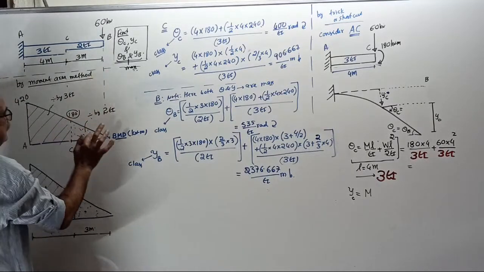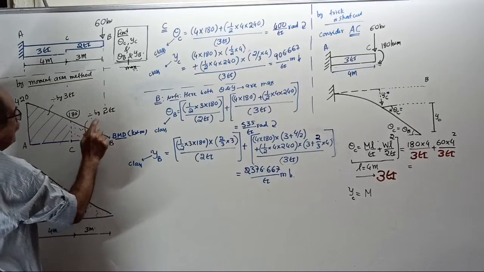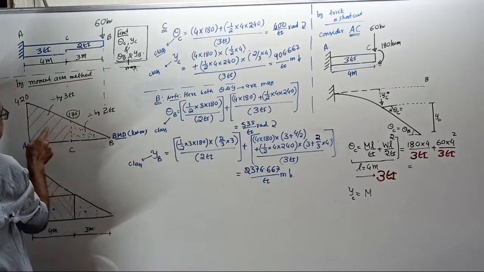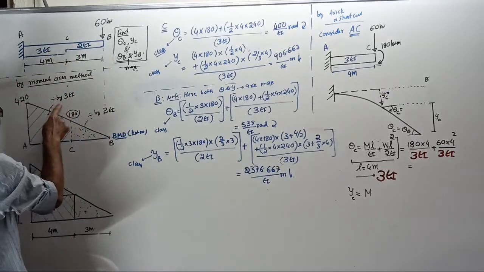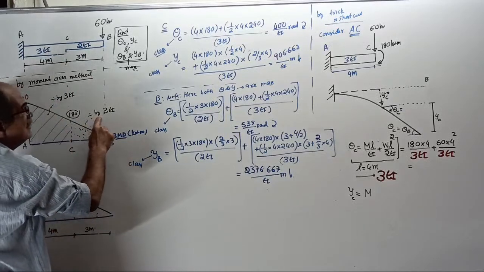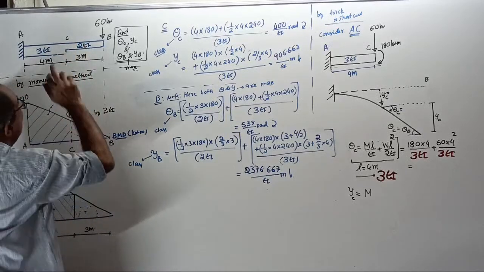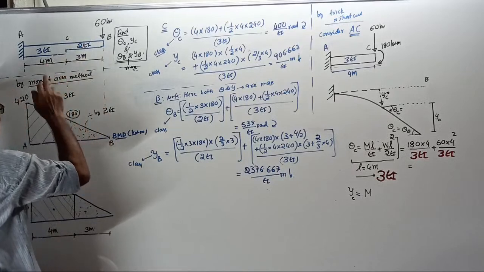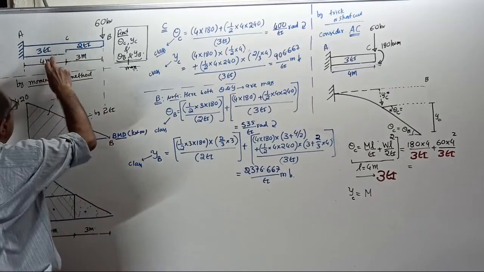Now remember, this triangle you have to divide by 2 EI. This trapezium portion you have to divide by 3 EI. This is a hint for you. When you use this triangle, divide by 2 EI. When you use this trapezium, divide by 3 EI.